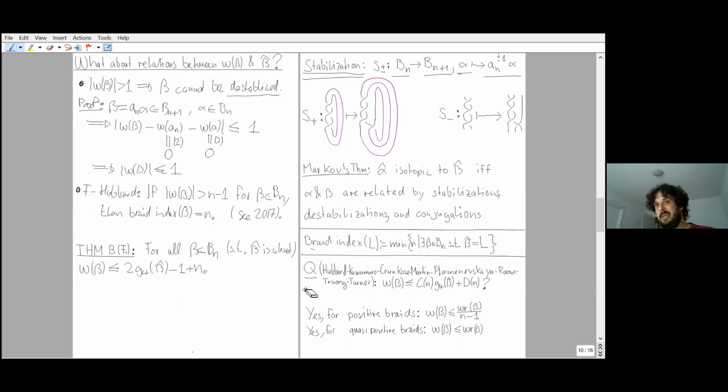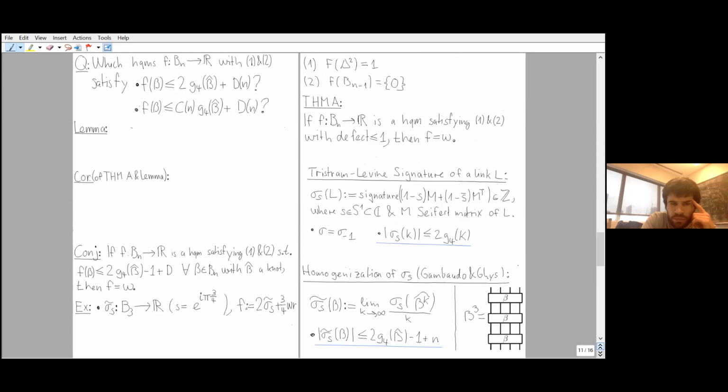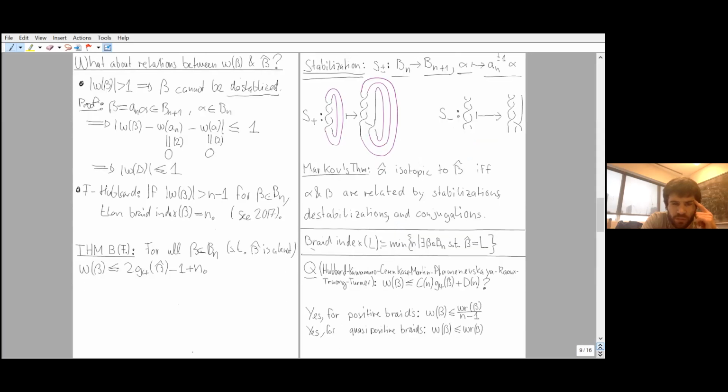Okay, questions about the statement of theorem B, maybe? What is n0? Sorry? What is n0? Wait, where are you looking at? At the statement of the theorem, less than or equal to something minus 1 plus n0. Oh, no, sorry, that's just a period. It's exactly the same linear bound as for the slice-Bennequin inequality. But I'm very glad you asked, because this shows me that you're really checking on the details.